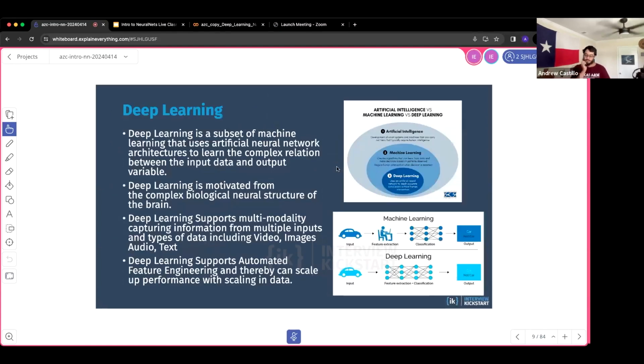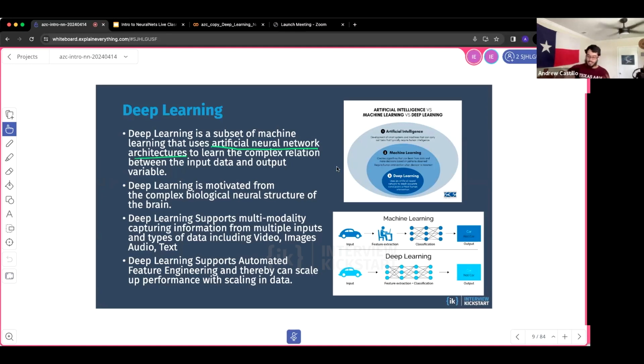So again, what is deep learning here too? Deep learning is a subset of machine learning. The idea with deep learning is that it's going to use primarily what's called an artificial neural network. We're going to use neural network architectures to do those decisions. And these neural network architectures can really understand complex relations between the input and the output, wherever the input and output is.